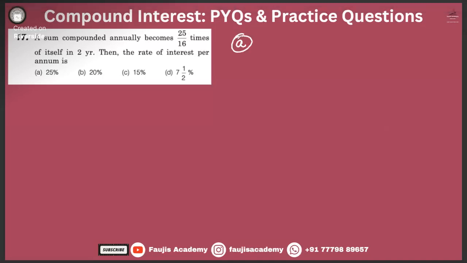Let's evaluate that. A sum compounded annually becomes 25 by 16 times itself in 2 years, then the rate of interest per annum is? So that means 1600 became how much? 2500. That means how much was the interest? 900 was the interest, right? And 900 is how much percentage of 1600? 900 divided by 16.